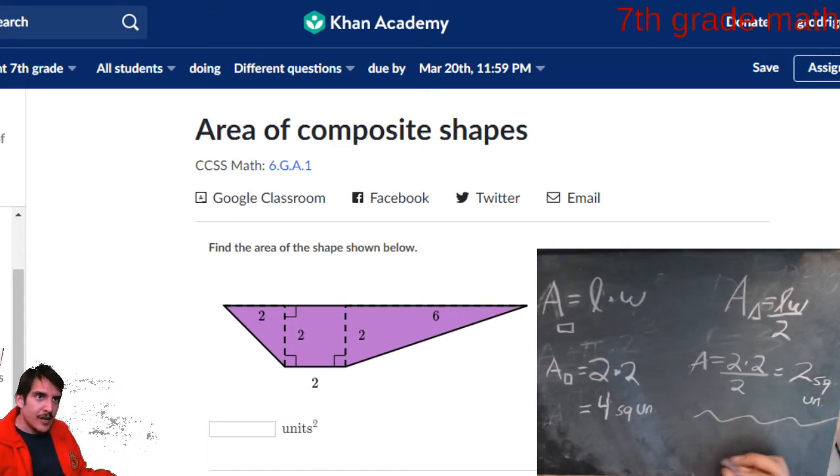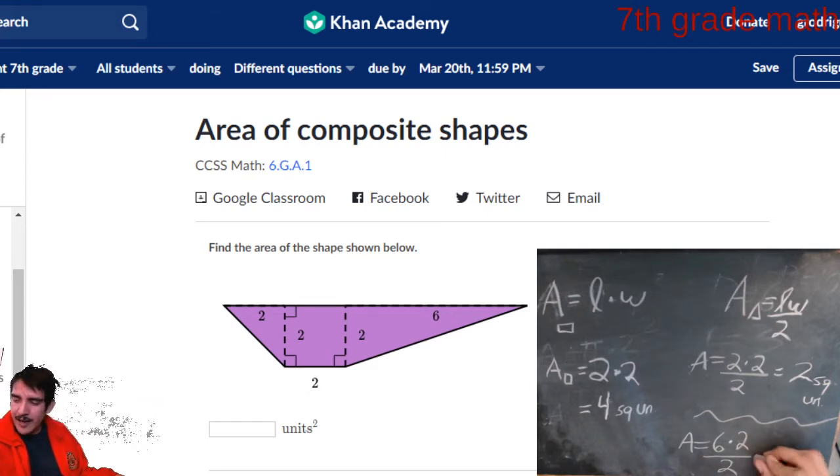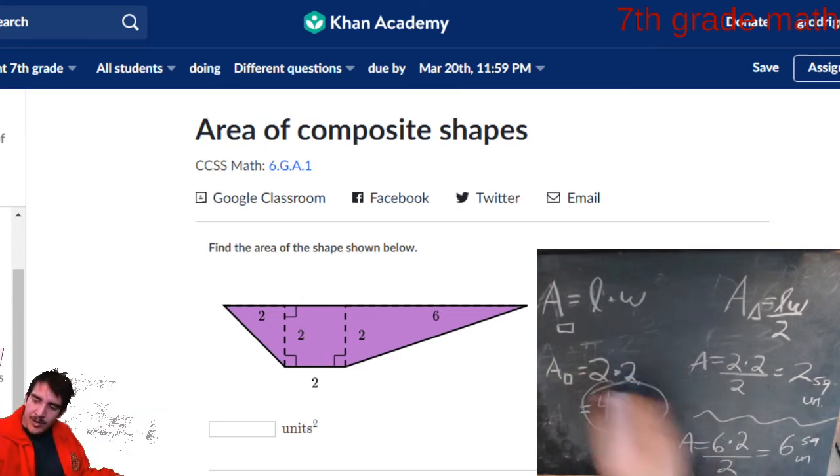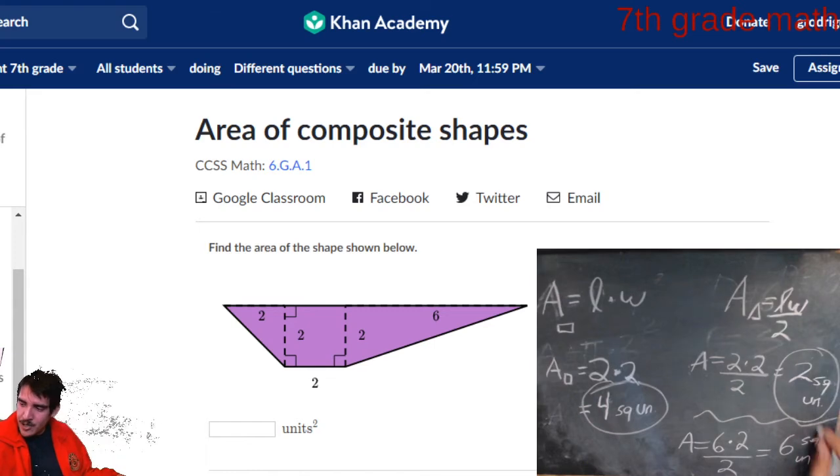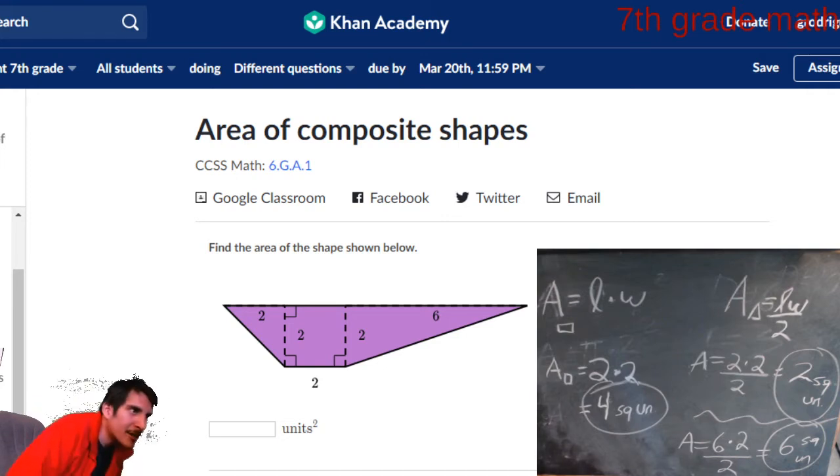And then the big triangle is going to be area equals, well, the length of it is 6, the width of it is 2, then we're going to cut that in half because it's a triangle. And so 6 times 2 is 12, then cut that in half, that is 6 square units. And so now we're going to take all 3 areas of all 3 shapes and put them together. 4 plus 2 plus 6 gives me 12 square units.